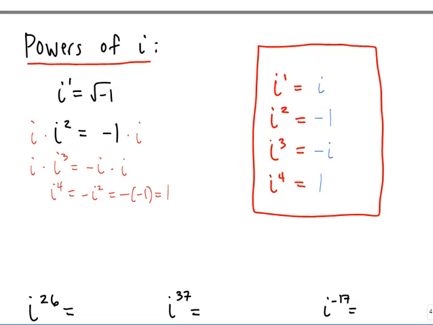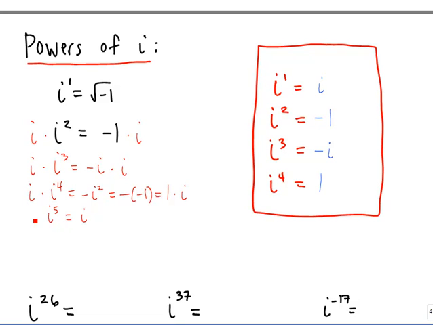Now if we were to keep going here, let's take i times the left side and i times the right side of that last equation. i times i to the fourth is i to the fifth. 1 times i is i. And i was the top of my list right here. So i to the fifth is the same as i to the first.